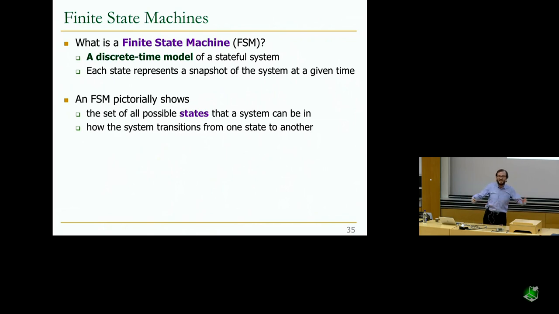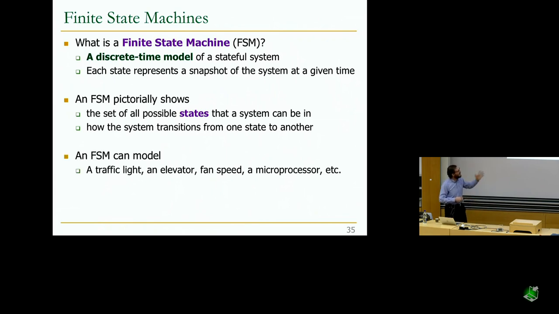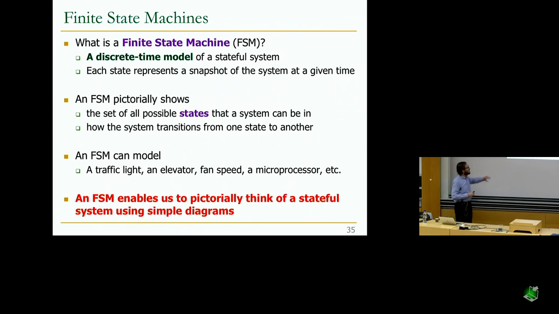So basically, you can express any stateful system with a finite state machine, assuming you follow what I'll describe in the next slide. Basically, you can model a traffic light, an elevator, a fan speed, a microprocessor. Later on, we will see the finite state machine for a simple microprocessor. You could actually summarize the operation of a microprocessor as a finite state machine, because you're really moving from state to state based on some inputs, and you're generating some outputs. We'll talk about outputs in a little bit also.